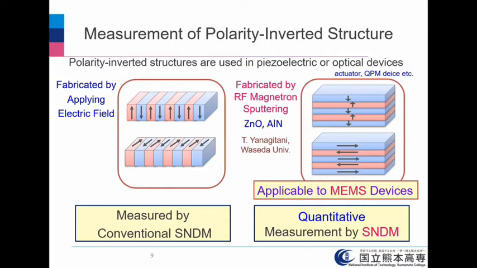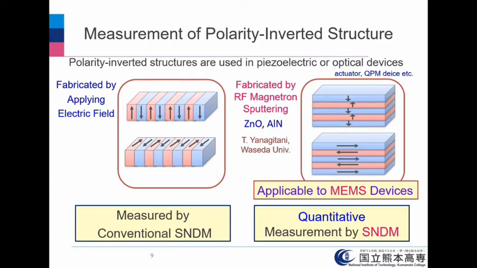I made a talk about this topic 2 years ago in this symposium, so I explain briefly. Conventional SNDM measures structures like those. On the other hand, I try to measure such a layered structure. Usually, it is difficult to fabricate those structures. However, Professor Yanagitani of Waseda University fabricated these structures by controlling the sputtering condition.